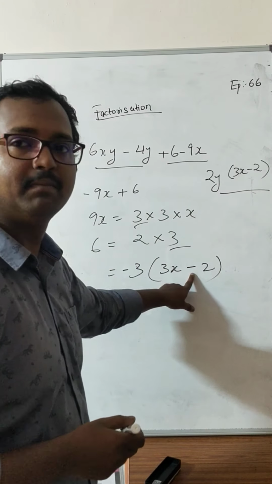Factorization is done here. We can't do any more steps. So the final answer is 3x minus 2 and 2y minus 3.